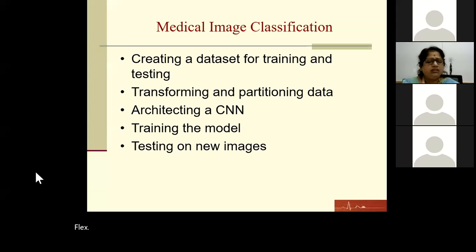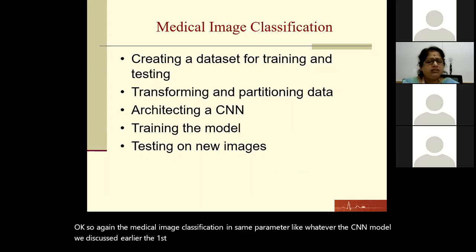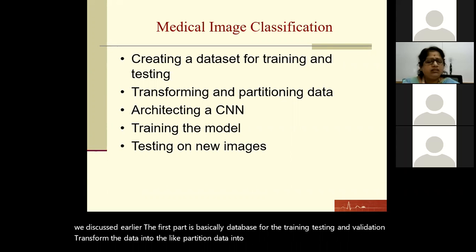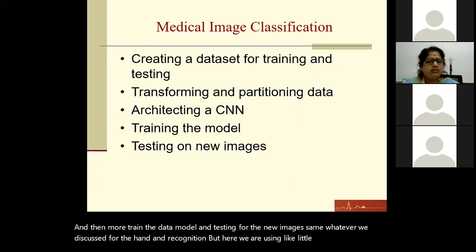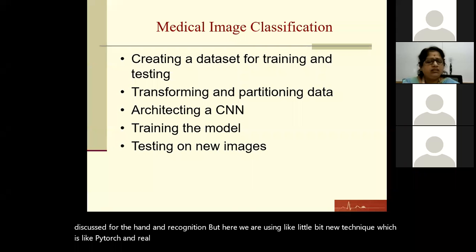Okay. So again, the medical image classification uses the same parameters as the CNN model we discussed earlier. The first part is the database for training, testing, and validation. We partition the data into three categories, then architect the CNN model, deciding how many layers and other parameters I want to use, then train the model and test it on new images. It is the same as what we discussed for hand recognition, but here we are using a little bit newer technique, PyTorch, and a real database which we got from a hospital tie-up here. So I can show you that.